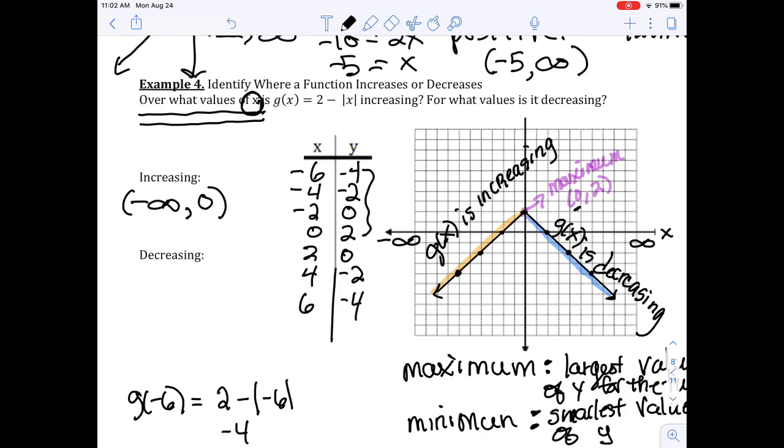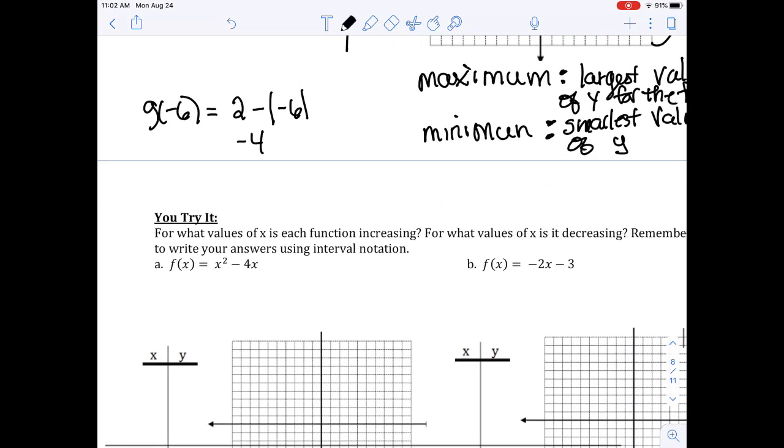And then the function turns. It turns from increasing along the orange to decreasing along the blue. So it is decreasing from 0 all the way as it stretches out to infinity. What's important about increasing and decreasing intervals is you're looking for where the y values are going up and down, but you're describing it using the x values. So when you write these intervals, these are x values.